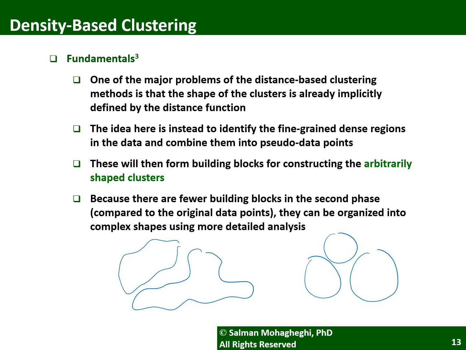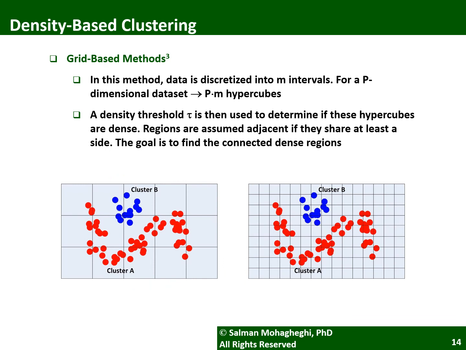Here what I do is I identify the dense regions in the data and then combine them together. This way I will create what I refer to as pseudo data points. And then these pseudo data points become the building blocks for constructing those clusters that are now arbitrarily shaped and not necessarily circular or spherical in shape. One example of density-based clustering is methods known as grid-based methods. So here what we do is we discretize the data into multiple intervals.